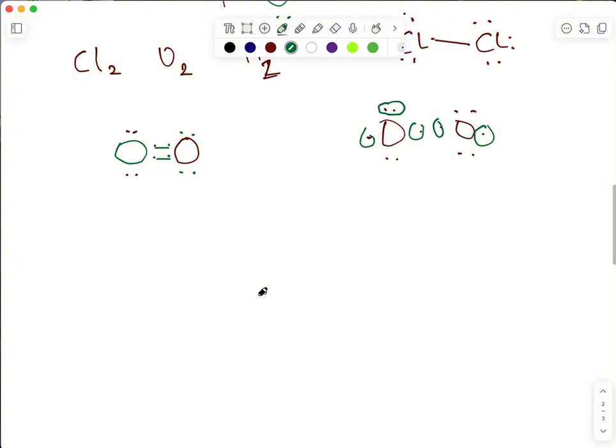Now, so having explained that, there's one last one I want to explain. That is this guy, CO and CO2. So if you look at carbon, carbon is in group 4. So therefore, it's going to have 4 electrons around it.